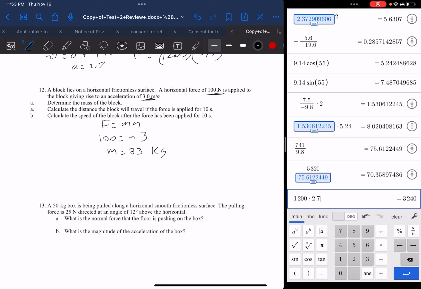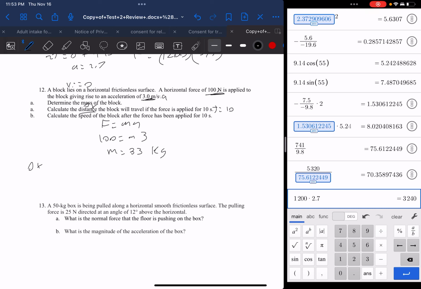That's the answer to part A. Calculate the distance the block will travel with the forces applied for 10 seconds. So we're looking for distance, which is delta x. We're given a time, which is 10. The block is lying on the horizontal surface, so that means that our VI equals 0 because it's not initially moving before there's a force. So we have VI, we have t, we're looking for delta x, and we have a, which is 3.